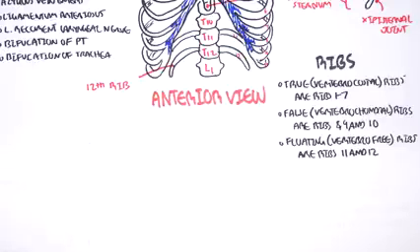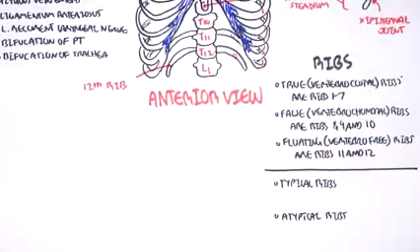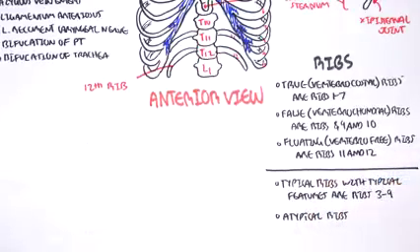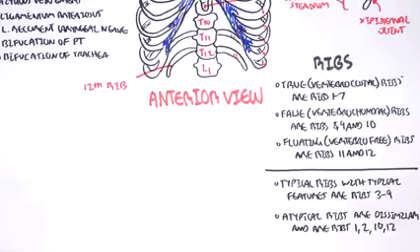Our ribs can also be divided into typical and atypical. Typical ribs are ribs with similar, typical features. And these ribs are ribs 3 to 9. Atypical ribs are different from each other and other ribs, and are ribs 1, 2, and 10 to 12.